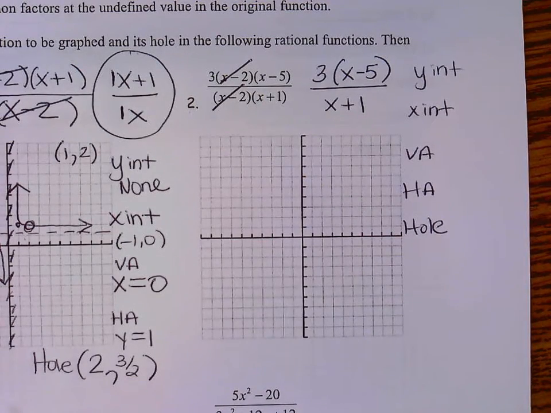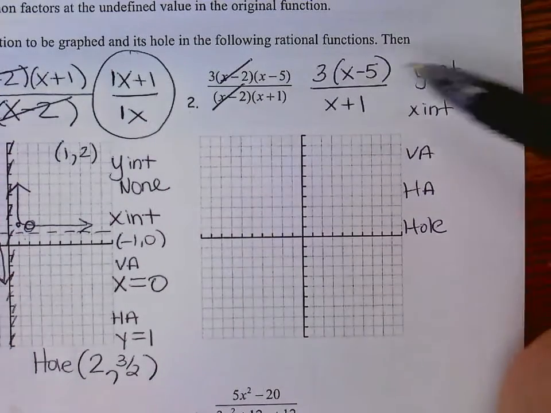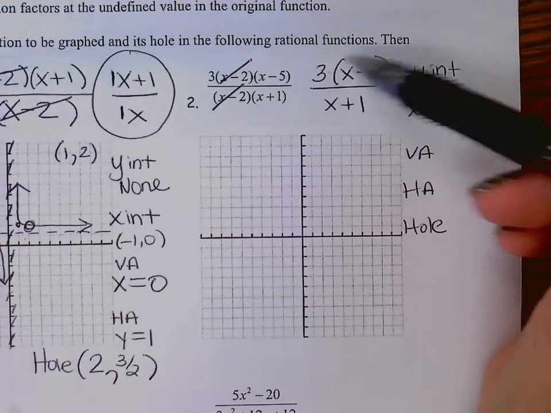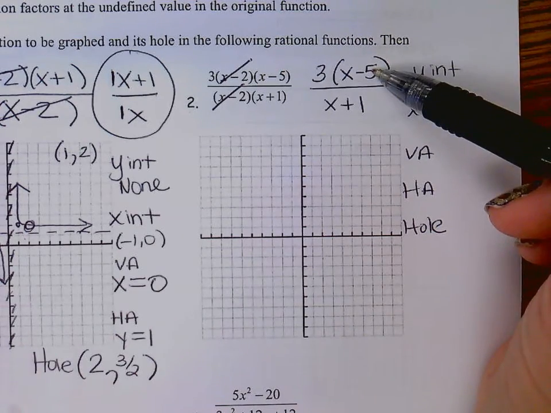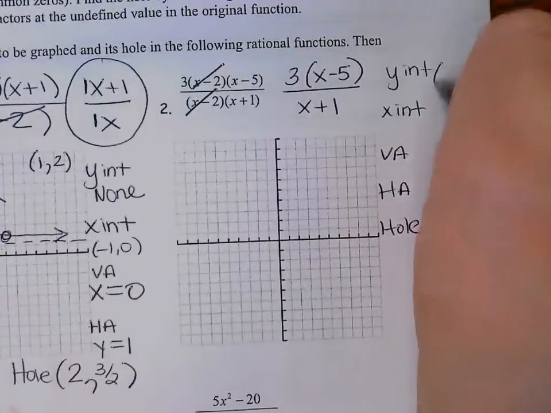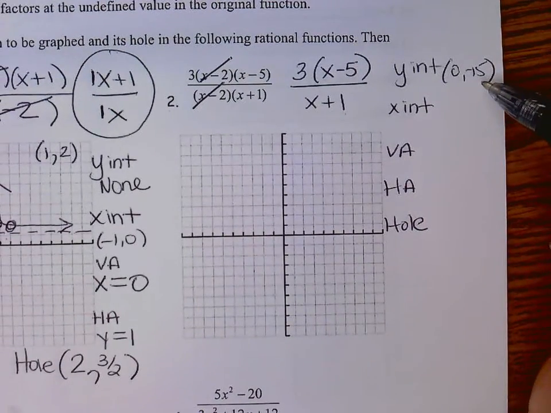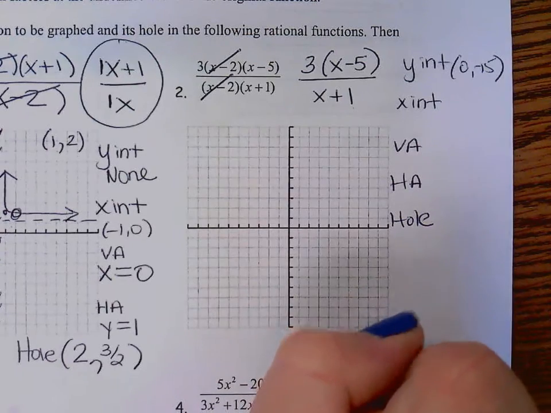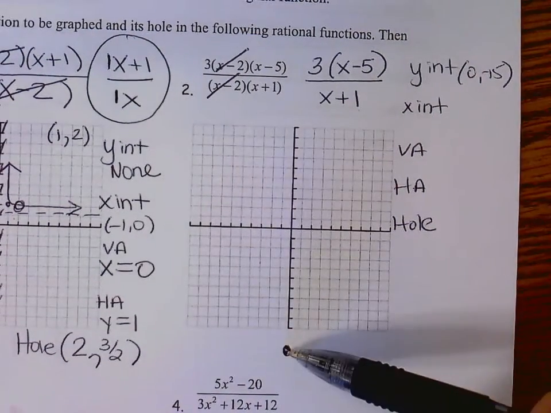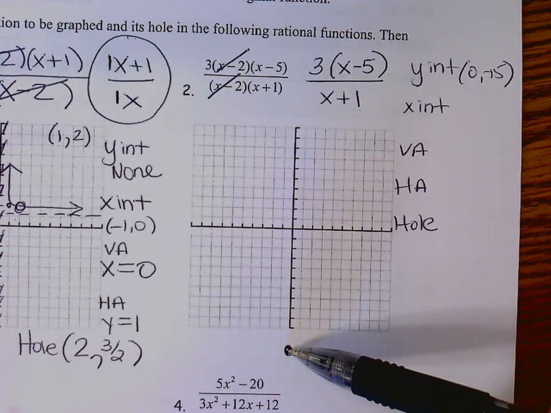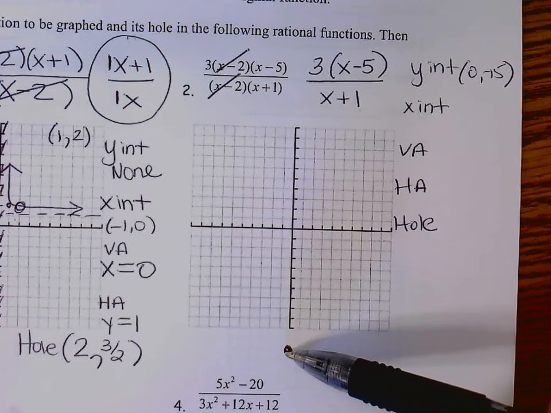All right, what's my y-intercept? When I plug in 0, what do I get? No, wait, so 3 times negative 5 over 1. So it's actually negative 15. So negative 15 is off the graph. I would just kind of plot a point down here to remind us that our graph does go through that y-axis eventually. It's just kind of off your graph.